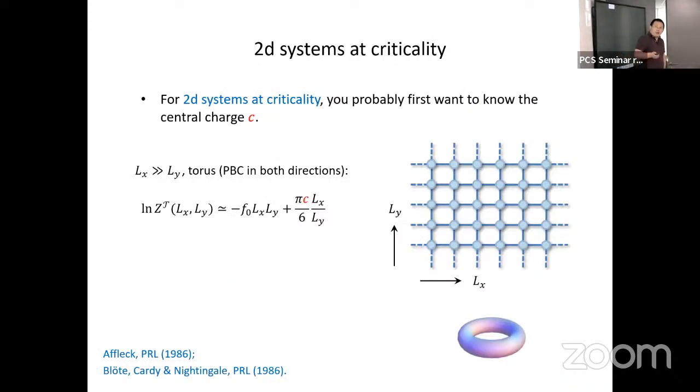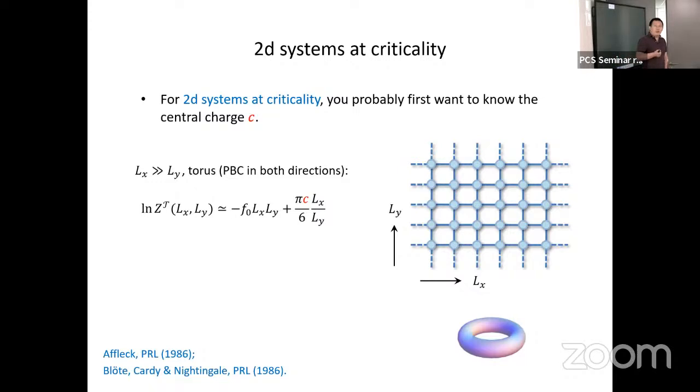Okay, so the situation is much simpler in two dimensions. Here, by two dimensions, I mean two-dimensional classical statistical models or one-dimensional quantum systems at finite temperature or zero temperature. In these cases the situation is much simpler, and the reason is that we have much better understanding of field theories in two dimensions. And for two-dimensional systems, if it's really at criticality, then it's conformally invariant. And for conformal field theories in two dimensions, we have very powerful algebraic methods. And actually, it allows us to classify certain conformal field theories.